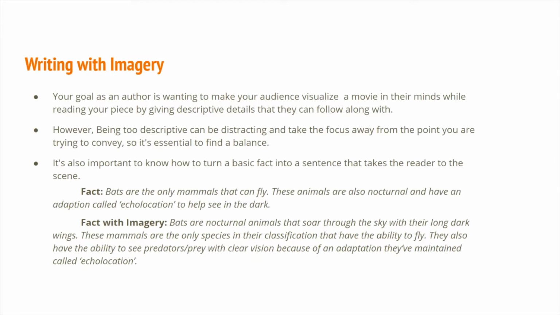And then the second is the same few sentences that I wrote in the basic fact section. And I just made it with more imagery. So I said bats are nocturnal animals that soar through the sky with their long, dark wings. These mammals are the only species in their classification that have the ability to fly. They also have the ability to see predator slash prey with clear vision because of an adaptation they have maintained called echolocation. So as you can see, these two differences. And the second one, I used more descriptive words to make it have more imagery.